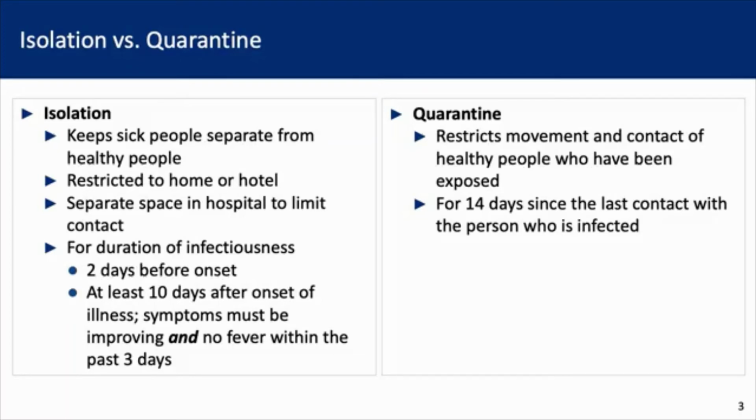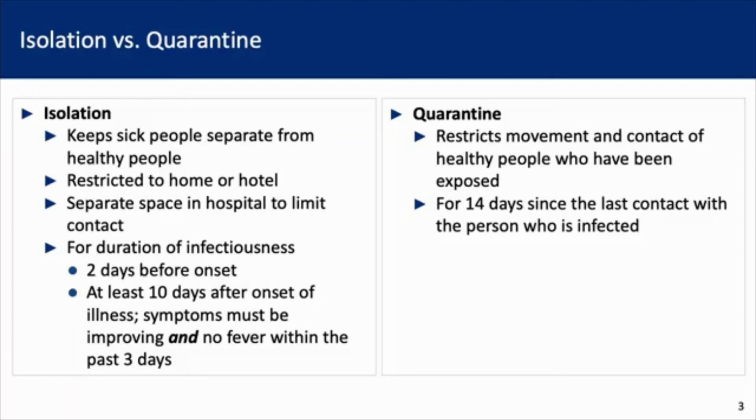How long should someone isolate from other people? Well, it should be for the duration of their infectiousness. And as we've already discussed, that will start 2 days before the onset of their illness, and it will last through the duration of their illness. Some people are sick longer than others, so their infectious period will be longer than others too.